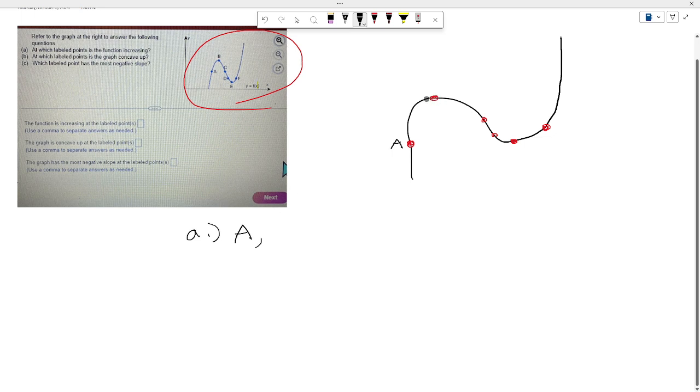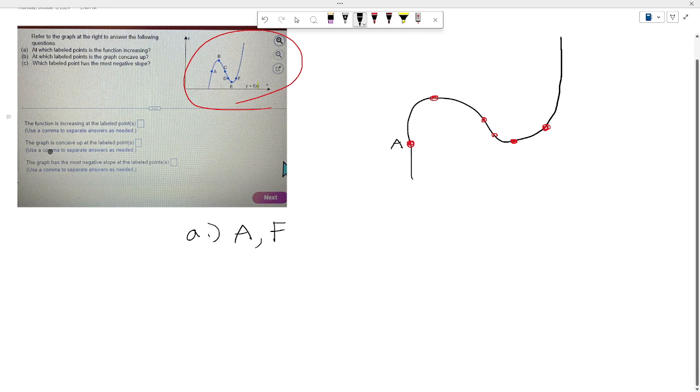We can look at B, and at B, the slope is flat. C, the slope is negative. D, the slope is negative. E, the slope is flat. And F, the slope is positive. So it's going to be A and F, if that makes sense.